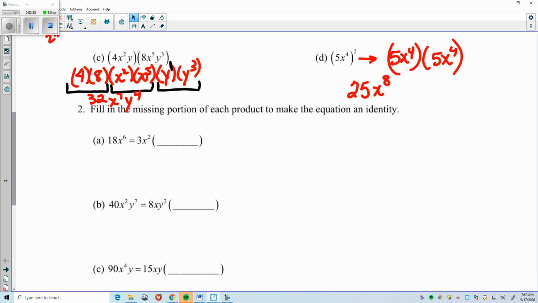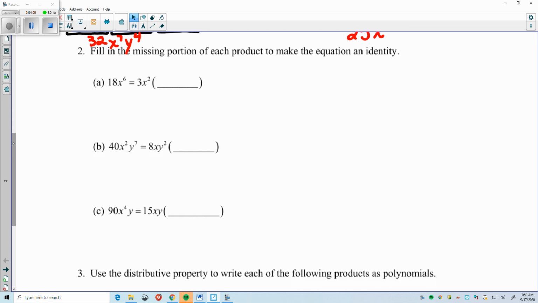Okay, trying this next part. It says fill in the missing portion of each product to make the equation an identity. The best way I can explain an identity is to think to myself an equivalent expression. So when I'm making an identity, I want these things to be equal. This is almost doing what we just did up above, but backwards. Different way to think of it.